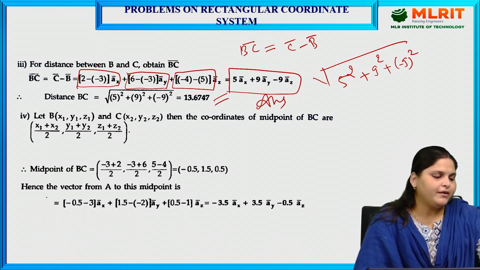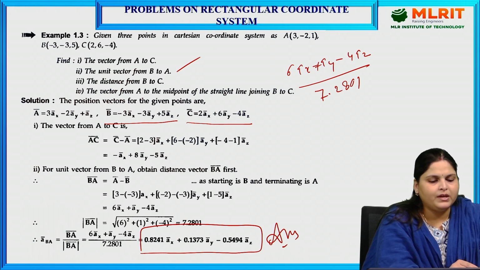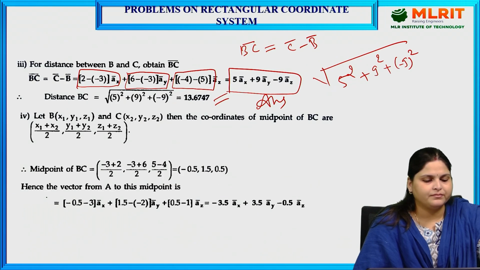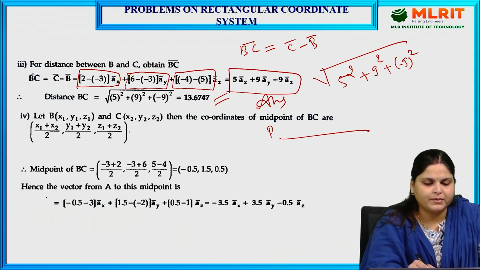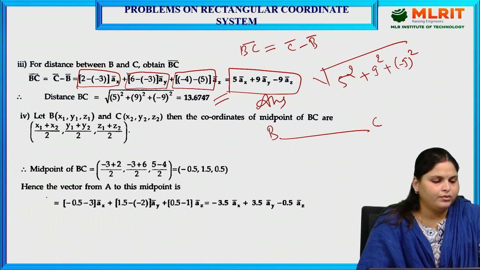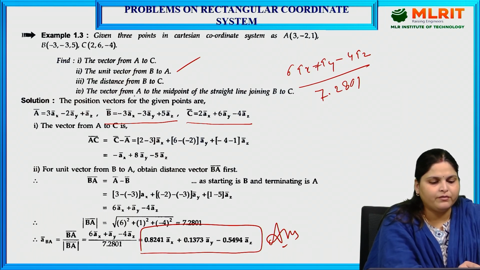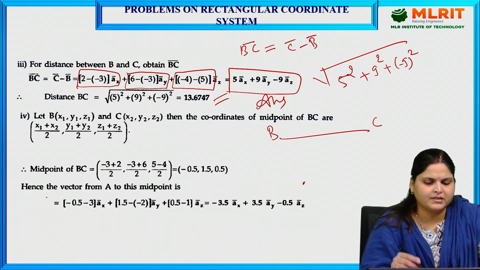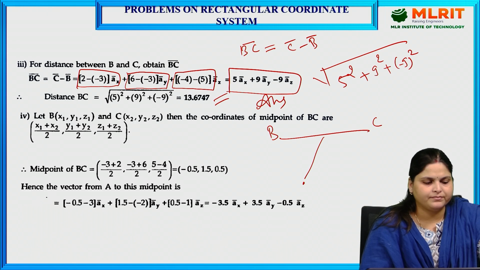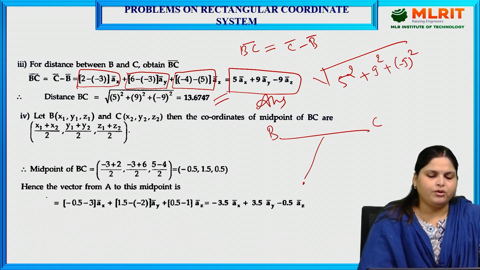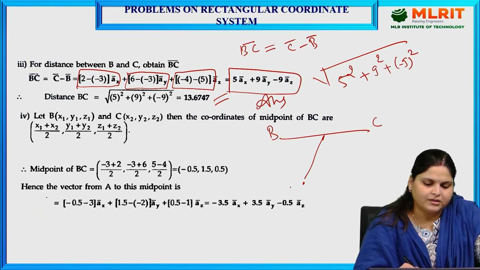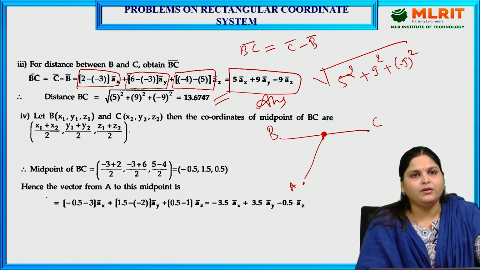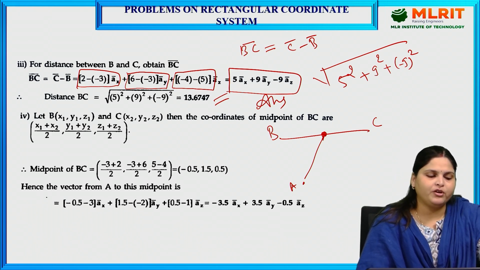Right? Now we have to find out the vector from A to the midpoint of straight line joining BC. Suppose this is the line joining BC, okay, and we need to find out the vector from A to the midpoint of straight line. For example, here somewhere A is there, and we need to find out this, right? So, okay, this is A. So what we need to do here, first we need to find out the midpoint of the BC. And how do we find the midpoint of BC?